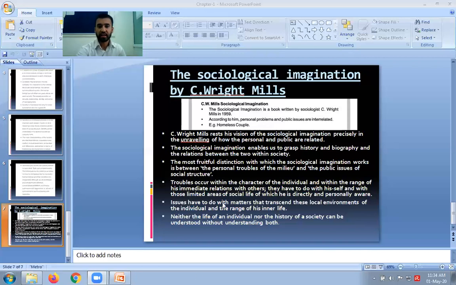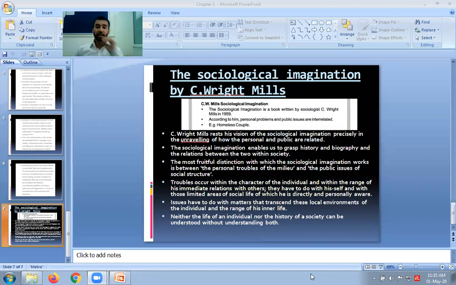And we try to understand why personal troubles occur. Here it is written that trouble means personal trouble. Troubles occur within the character of the individual and within the range of his immediate relationships with others. They have to do with his self and with those limited areas of social life of which he is directly and personally aware. Then issues have to do with matters that transcend these local environments of the individual and the range of his inner life. Neither the life of an individual nor the history of a society can be understood without understanding both. Now, what does this particular paragraph mean?